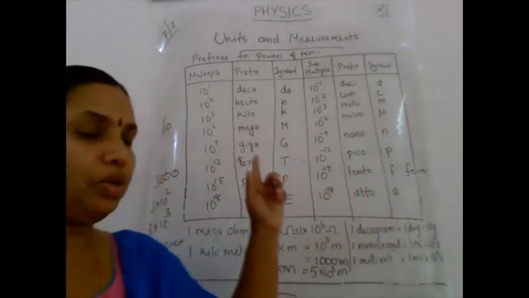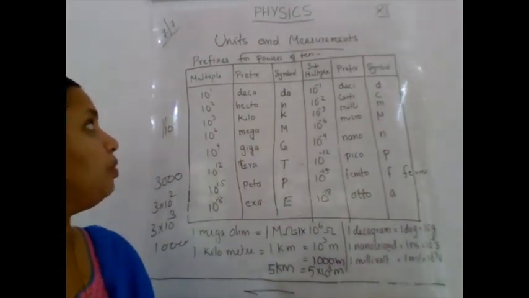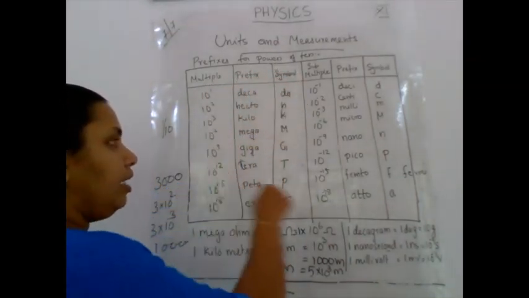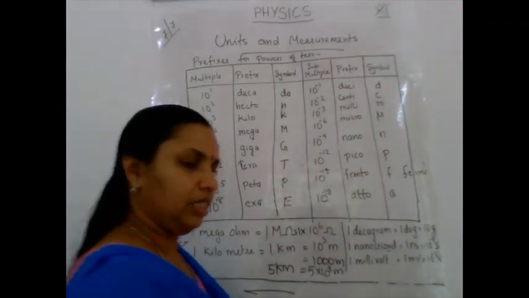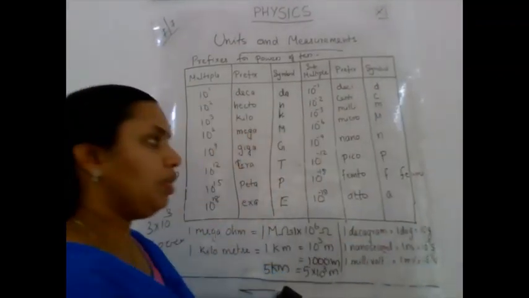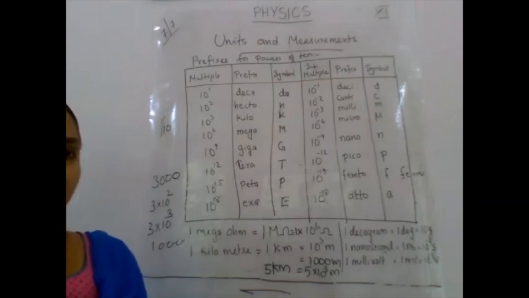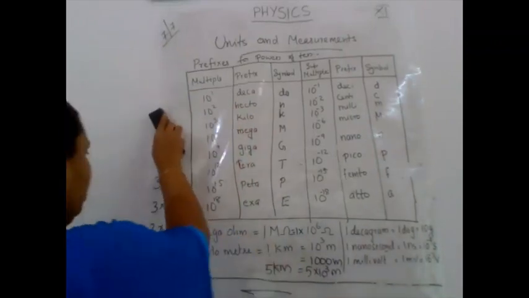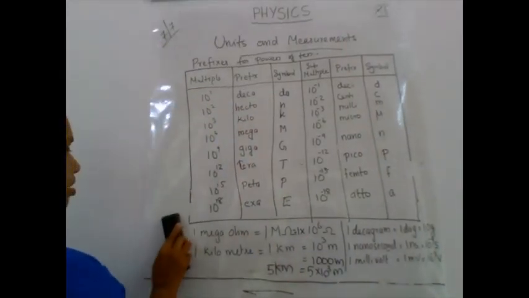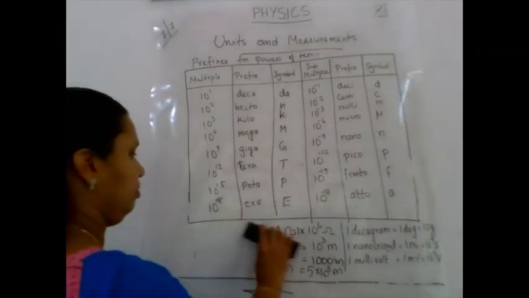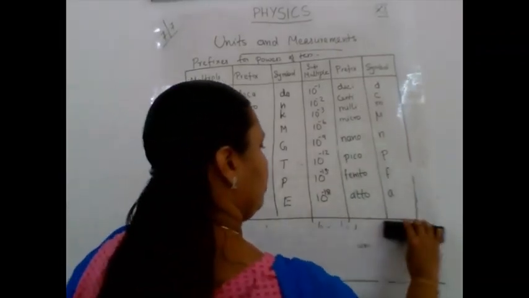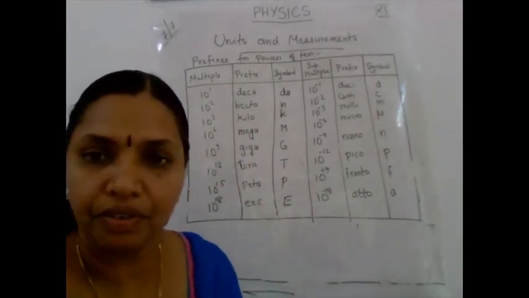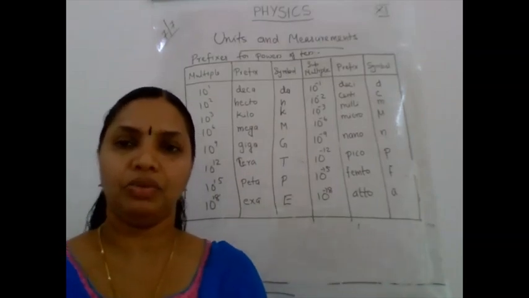Okay, so you have to write this in your notebook. Write down the heading, prefixes for powers of 10, draw this column and copy this. Okay, in your physics notebook, and study that. This column is enough. The other one is the example. All of you do that. Okay, so let us move to the next portion.